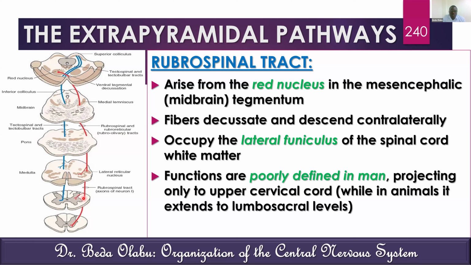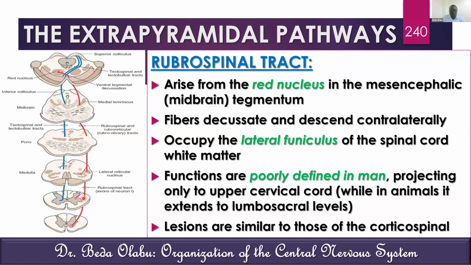The functions of rubrospinal tract are not very well defined in man. We note that they likely project to the upper spinal cord in humans. However, in other animals, they're actually extensive. They reach even the lumbar and sacral levels of the spinal cord. But in humans, evidence showed that they only reach the level of the cervical cord, and especially the upper cervical cord. So we don't quite know the function, but we've noted that lesions of the rubrospinal tract are similar to lesions of the corticospinal tract in terms of clinical presentation.